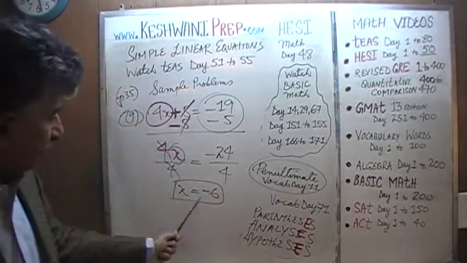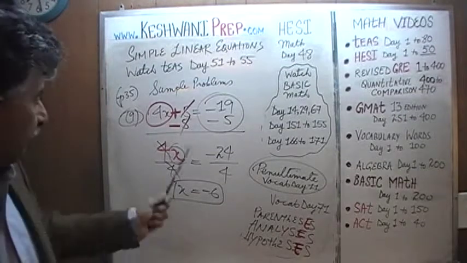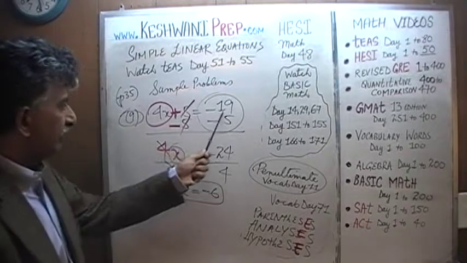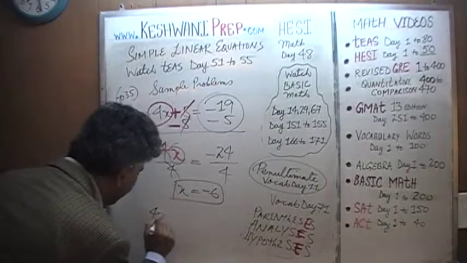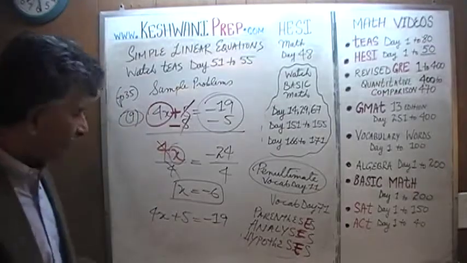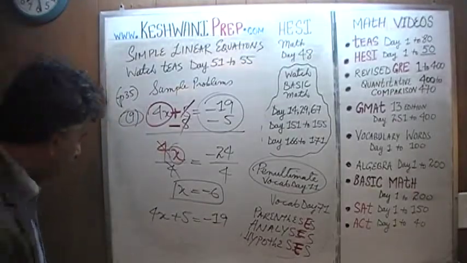We're not done yet. We need to verify that answer. Make sure that answer is correct. Let's put it back here. Verify it. 4x plus 5 has to equal negative 19. And we are claiming that x is equal to negative 6. Let's put it in here.